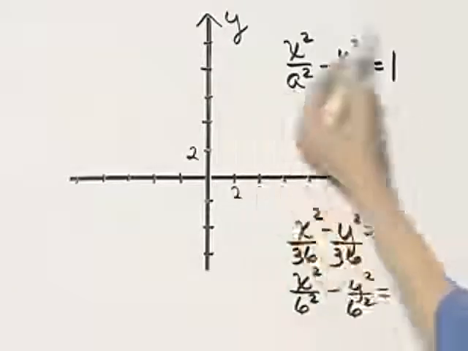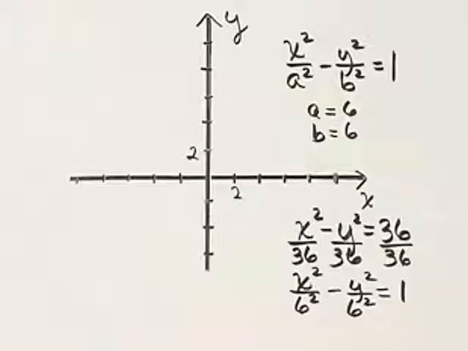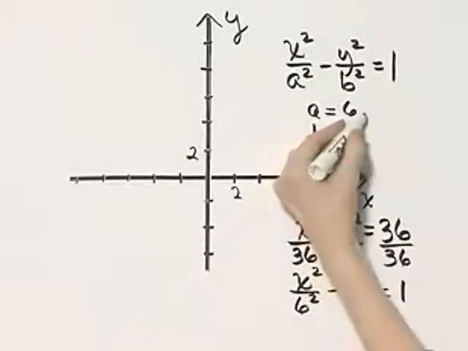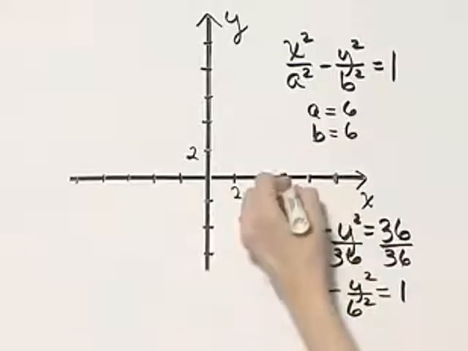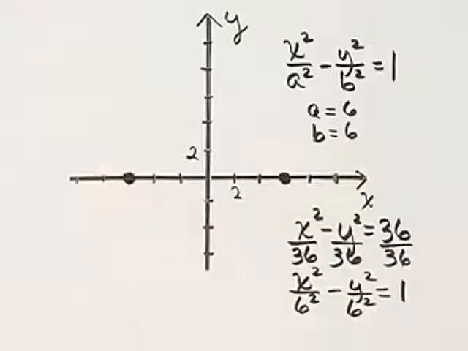This hyperbola opens to the left and the right with center 0, 0. And what are the x-intercepts? The x-intercepts are this a, comma 0, so 6, comma 0, and negative 6, comma 0. Those are my x-intercepts. Also remember, it might be helpful to draw in a rectangle and extend the diagonals of the rectangle to help see the asymptotes of the hyperbola.